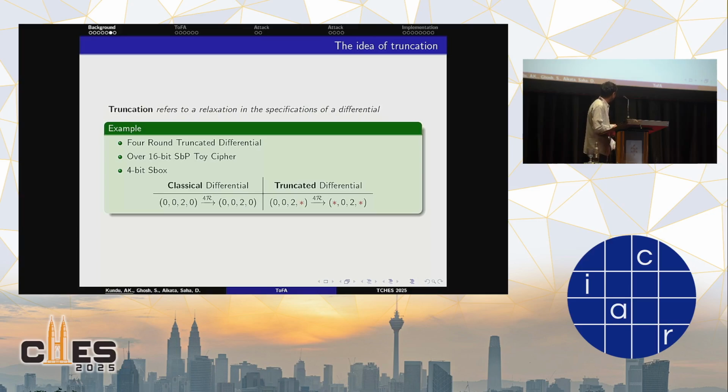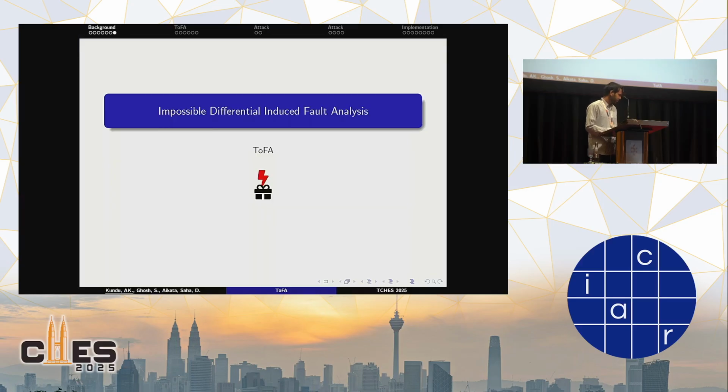So this is the main motivation, or the main idea, of using truncated differential: you can give any value in this particular position, and it will spread to any values in these 2 positions, so the remaining 2 positions will be constant. This is the main motivation of truncated differential, so we have used that in our attack.